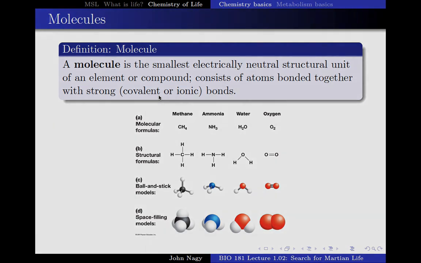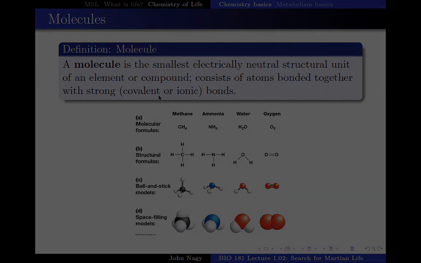What exactly is it that causes covalent bonds to form? And that's what we'll talk about here in a moment.